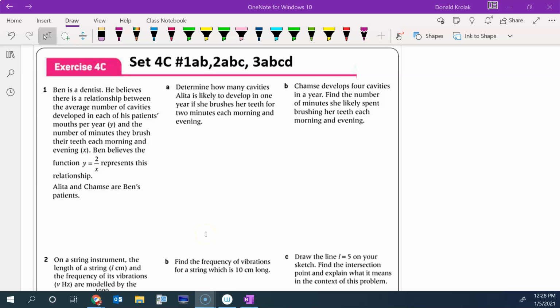There's a relationship between the average number of cavities developed in each of his patients' mouths per year, that's the Y, and the number of minutes they brush their teeth each morning and evening, that's the X. Ben believes that the function is Y equals 2 over X.